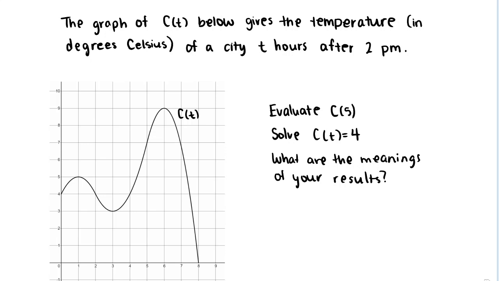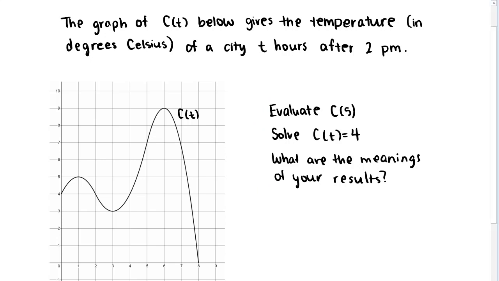Maybe let me ask you to pause the video and try to answer these 3 questions, and when you're ready, we can go through these examples together. Begin by trying to evaluate c of 5, figure out the output when the input is 5 for this function, for this graph. Solve c of t is equal to 4. And then see if you can think of what the meanings are of your results. I'll give you a moment to work through that.